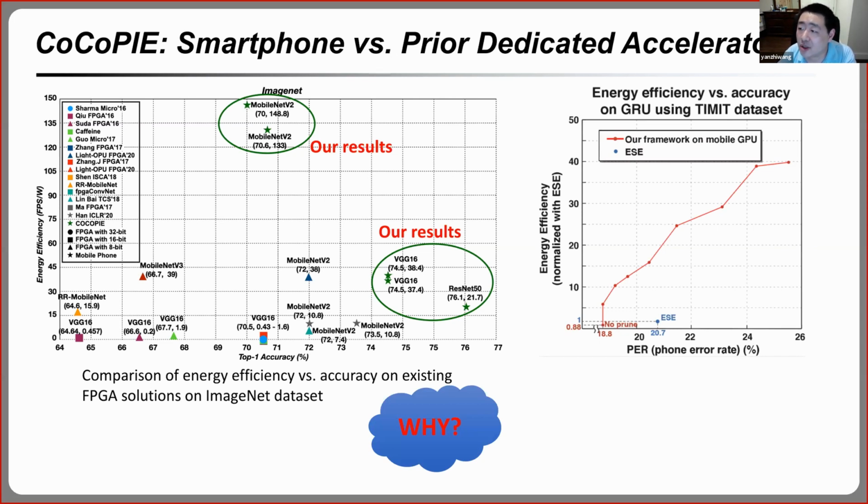Is it because of the compression? Is it because of compilation? Or because of somewhere else? We show that here, we see there is no pruning, no pruning, and we do not use quantization. And the energy efficiency is already 88% of ESE when they use 9 times pruning.